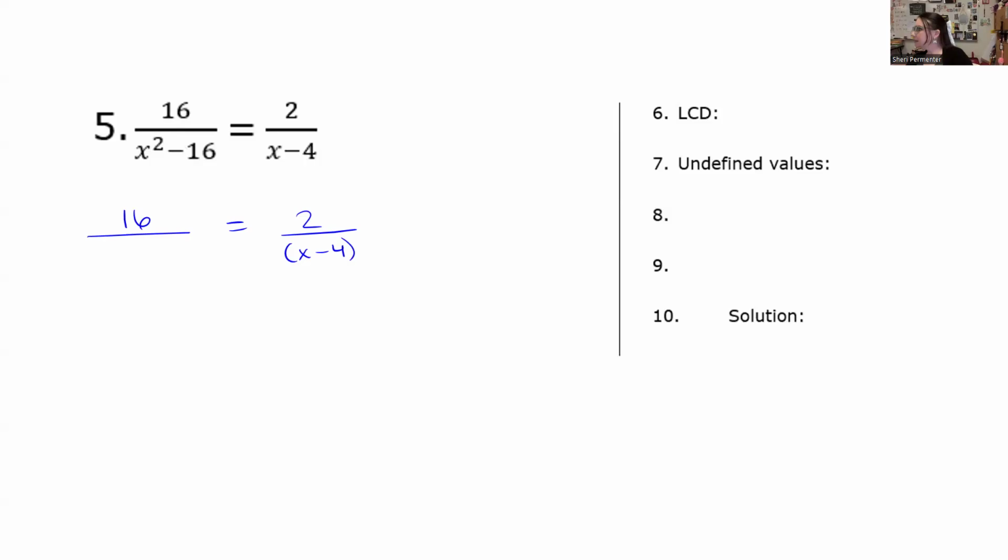What did you say? Difference of perfect squares. It's going to factor into x plus something and x minus something. Yes. Difference of perfect squares. Well, it's not just 4. It's x plus 4 and x minus 4. Our LCD is going to be x plus 4, x minus 4.